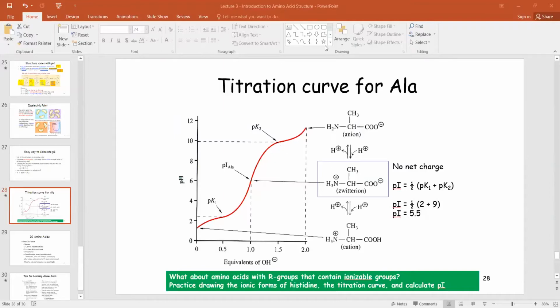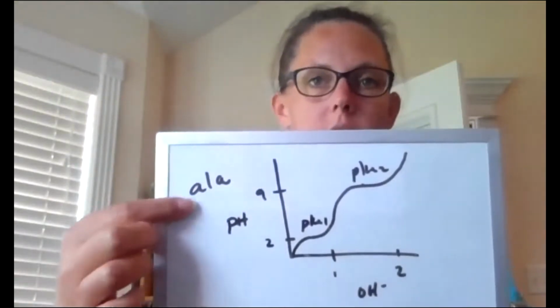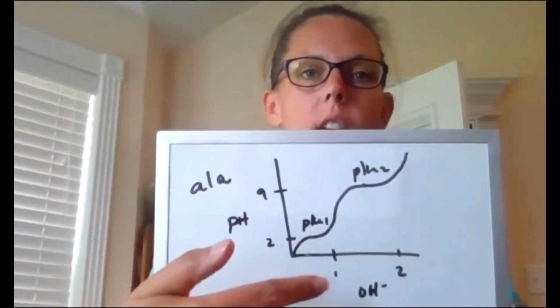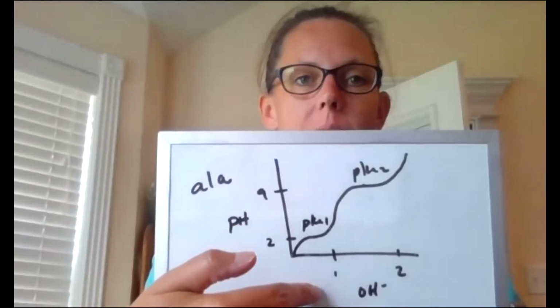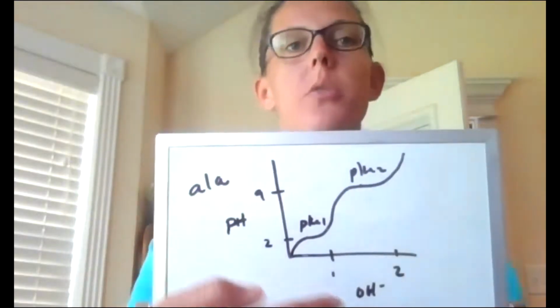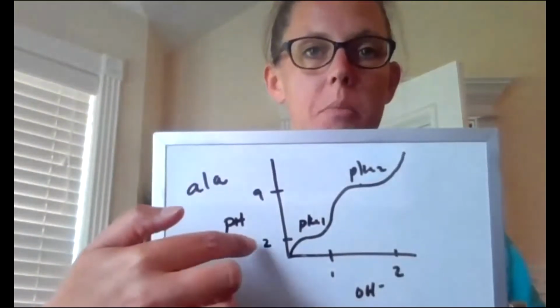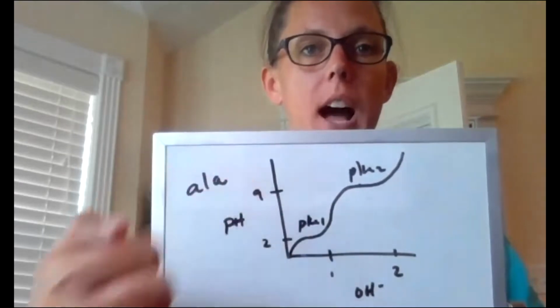So as I go ahead and draw that out, I would look then at my titration curve. This is the titration curve that I have drawn. This is for alanine. On the x-axis, I have my OH equivalents that are going to have to be added. You see the 1 and the 2 because this is a diprotic amino acid. And then I'm going to mark the pKa values of 2 and 9.